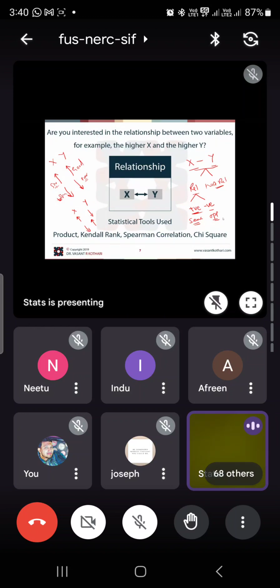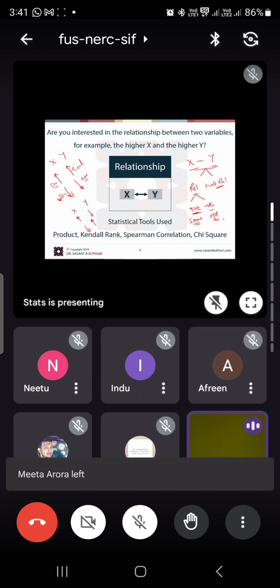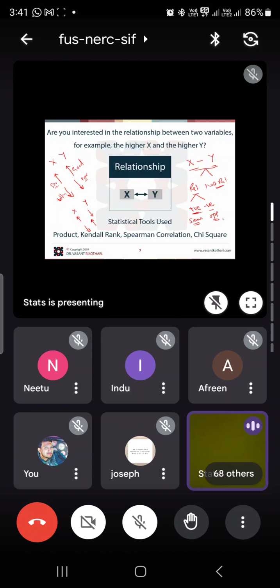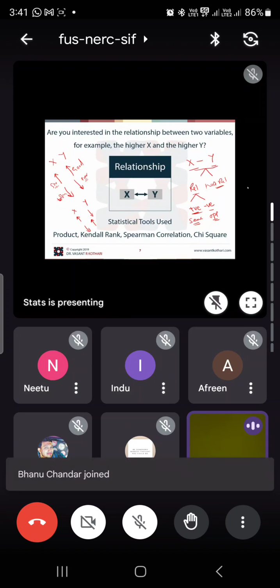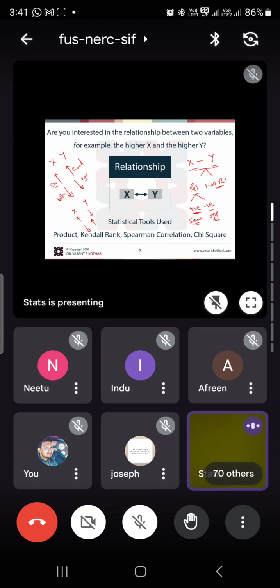So I repeat again, relationship: you have the two variables X and Y. Two possibilities, either they are related or they are not related. If they are related, then there is a possibility of positive relationship or negative relationship. Positive relationship is when variables are moving in the same direction. Negative relationship means when variables are moving in an opposite direction. Okay, so this is a simple funda of the relationship.